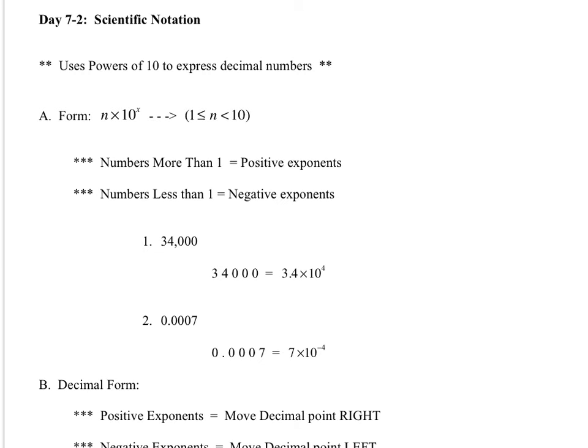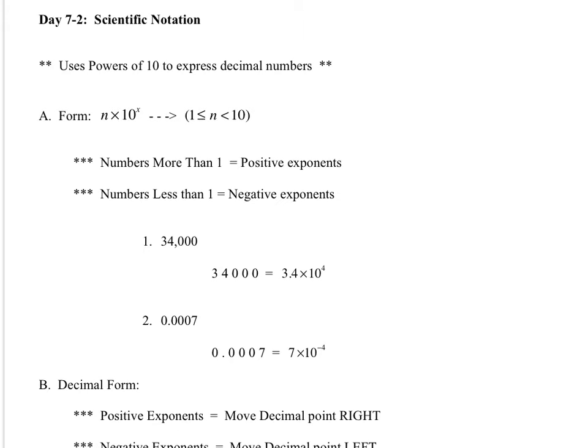Today we're going to look at scientific notation. Scientific notation uses powers of 10 to express decimal numbers. This came about when scientists were working on numbers that contain a vast amount of zeros, and instead of writing zeros multiple times, they came up with another way to write the number, a little faster and easier way to write it.